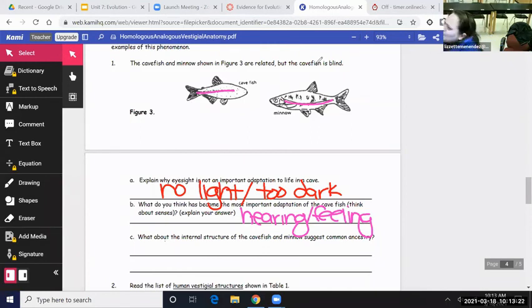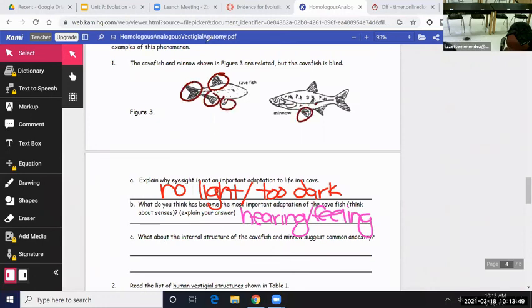Very nice. You all are awesome. Okay, so then for the last one, what about the internal structure of the cavefish and minnow suggests that they're related? Nice, Kaylee, for sure.